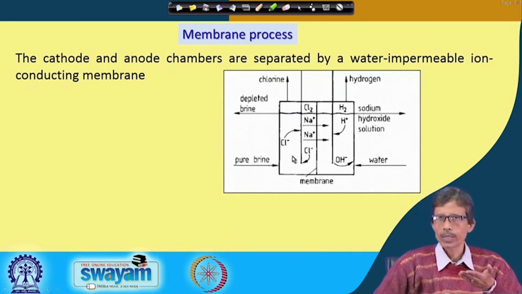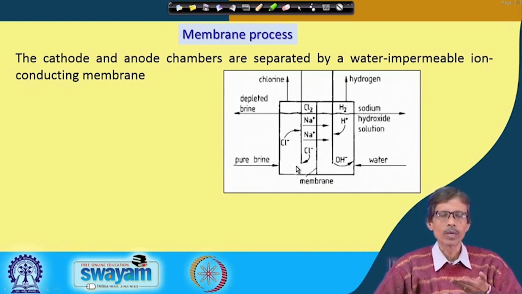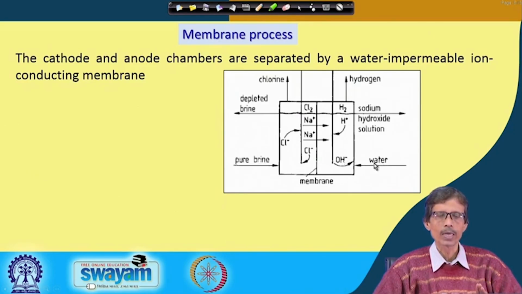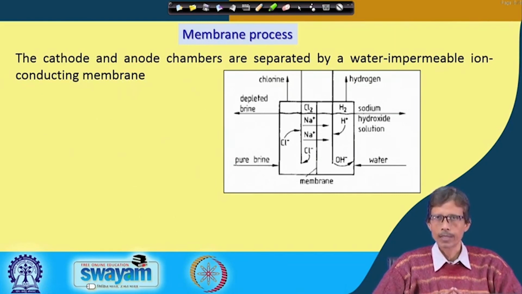The solution which is less concentrated in sodium chloride is your depleted brine. By that time, through the side of these two electrodes, you get chlorine and hydrogen, and also through the production of the hydroxide ion with this water you get sodium hydroxide in this particular chamber. That means the chamber on the right hand side will be responsible for producing your sodium hydroxide, unlike the two other techniques.